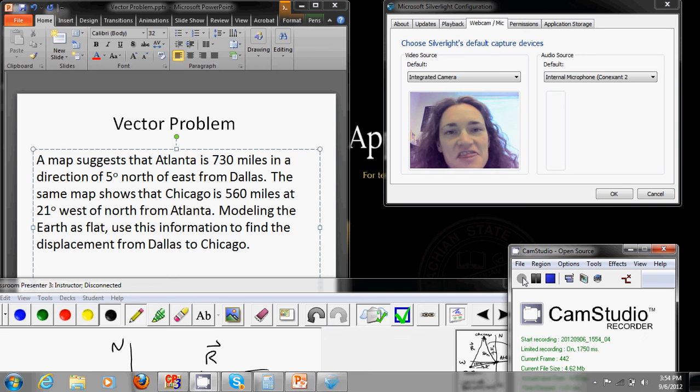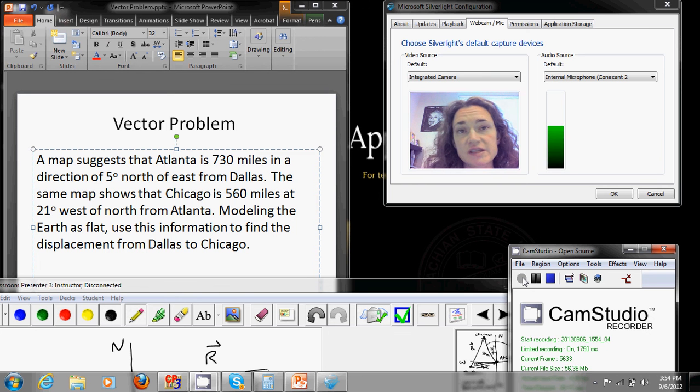Hi. I thought I'd do a vector problem for you guys today. The problem that I decided to do is that the map suggests that Atlanta is 730 miles in a direction 5 degrees north of east of Dallas. The same map shows that Chicago is 560 miles at 21 degrees west of north from Atlanta. Modeling the Earth as flat, use this information to find the displacement from Dallas to Chicago.